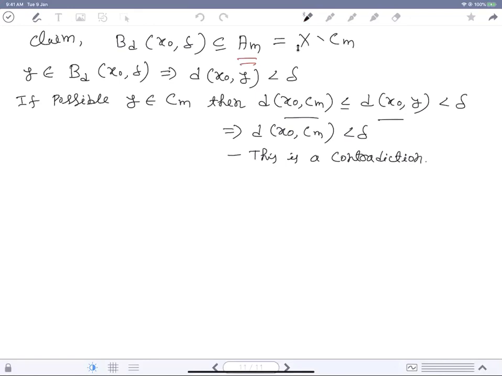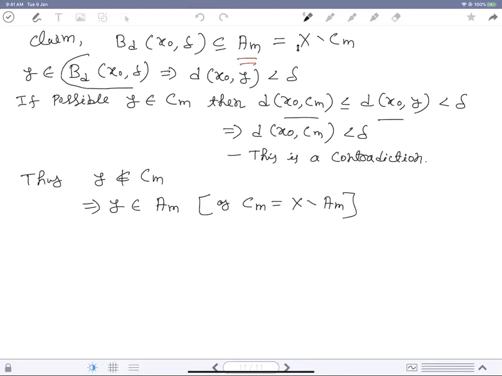Therefore, y not belongs to Cm. Now, since y not belongs to Cm, that implies y belongs to Am, as Cm is equal to X minus Am. So we have chosen one arbitrary element from B(x0, d), and we get y belongs to Am.